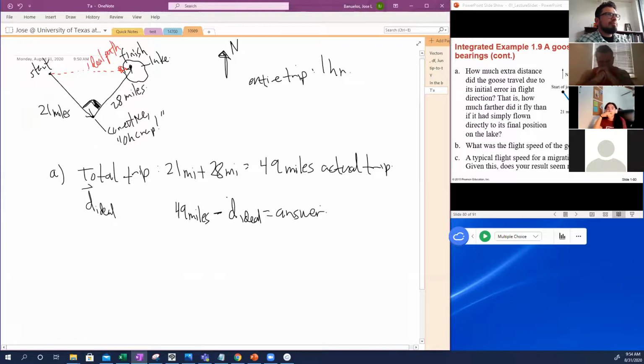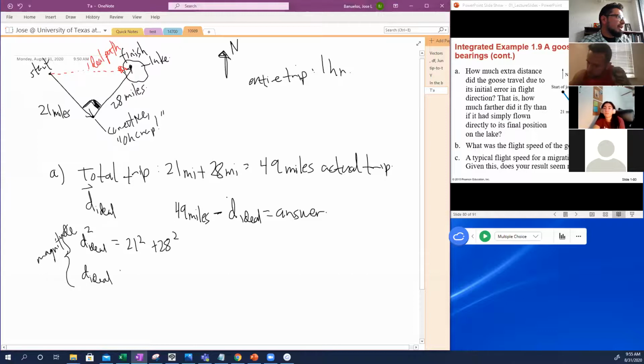So we need to know what is that hypotenuse of this triangle, right? Because it's a right triangle. And so in this case, the ideal path, we can use the Pythagorean theorem. So d ideal squared is equal to 21 squared plus 28 squared. So this is to calculate the magnitude of that displacement. d ideal is going to be the square root of 21 squared plus 28 squared. Okay.